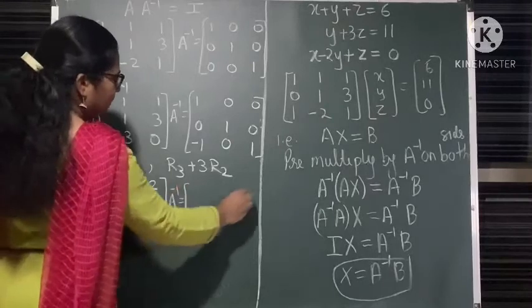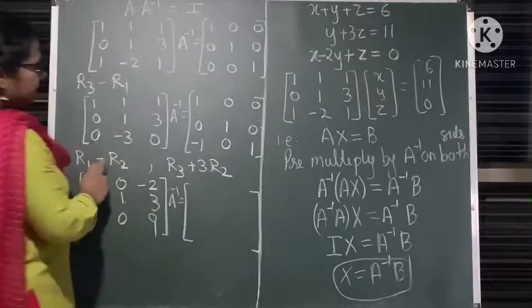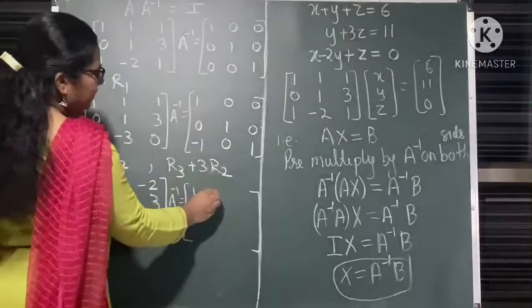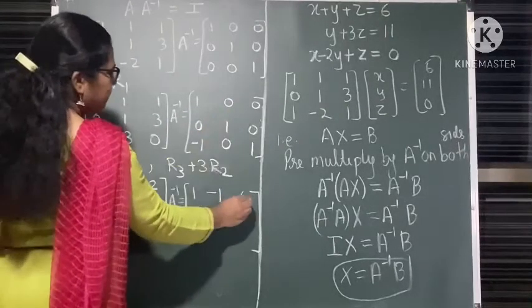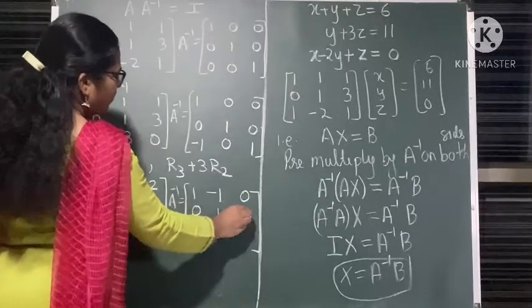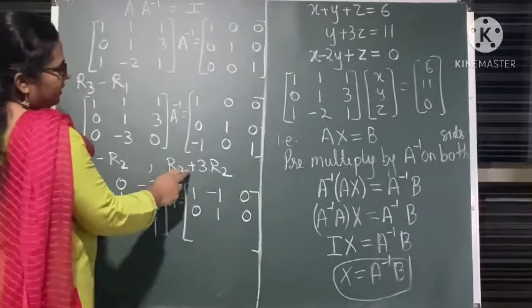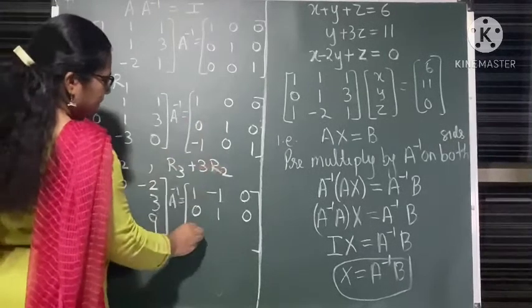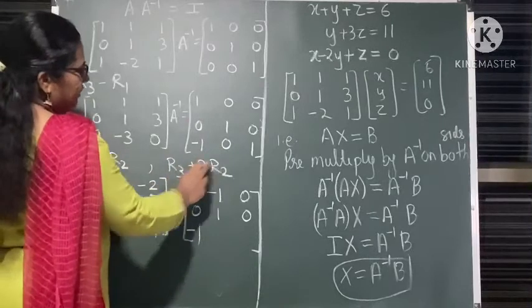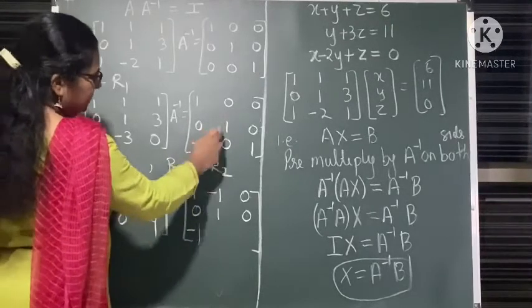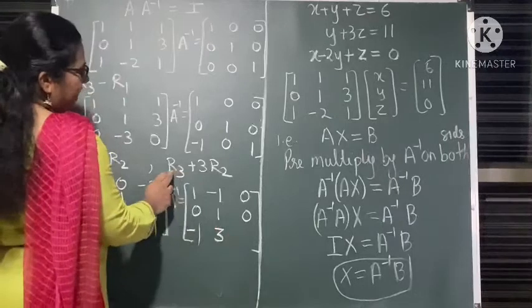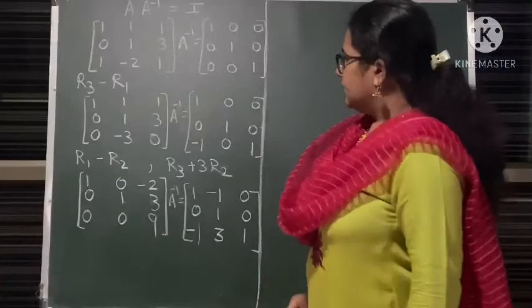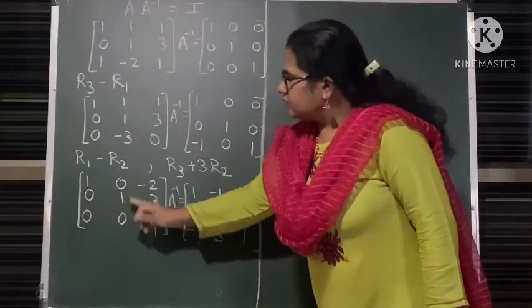A inverse into. Now R1 minus R2. So 1 minus 0 is 1. 0 minus 1 is minus 1. And 0 minus 0, 0. Second row, no operation. Third row it is R3: minus 1 plus 3 into 0 is 0. Minus 1 plus 0 is minus 1. Then R3, 0 plus 3 into 1, 3. 0 plus 3 is 3. Then R3 is 1. 1 plus 3 into 0, that remains 1. Now this column is over, this column is over.